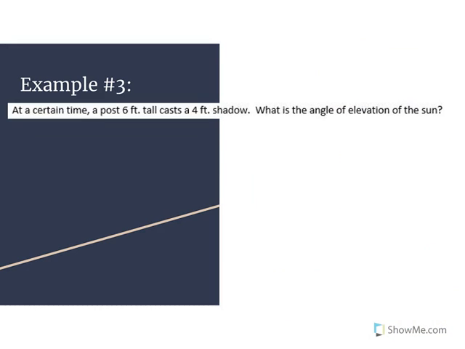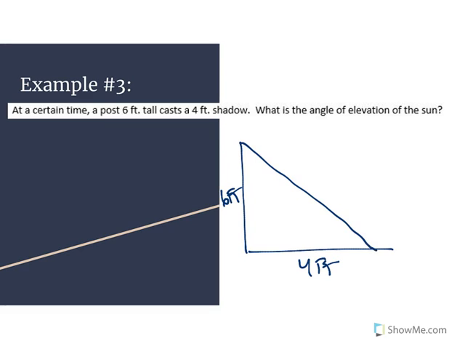We're going to go ahead and practice one more. At a certain time, a post is 6 feet tall and casts a shadow. So again, I'm drawing my pictures. It casts a shadow of 4 feet. And then we want to see what is the angle of elevation of the sun. So we're trying to see what that angle is. I'm going to make this triangle a little bit smaller so I have something to write with. So now we're trying to figure out what that angle of elevation is.